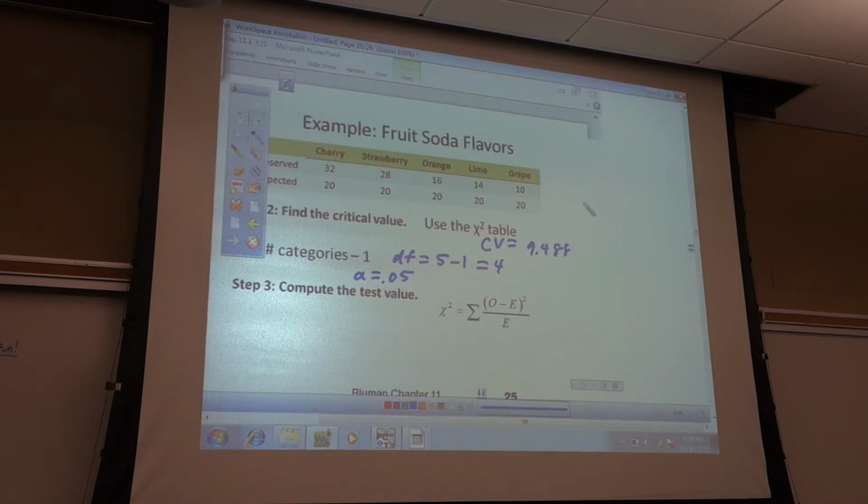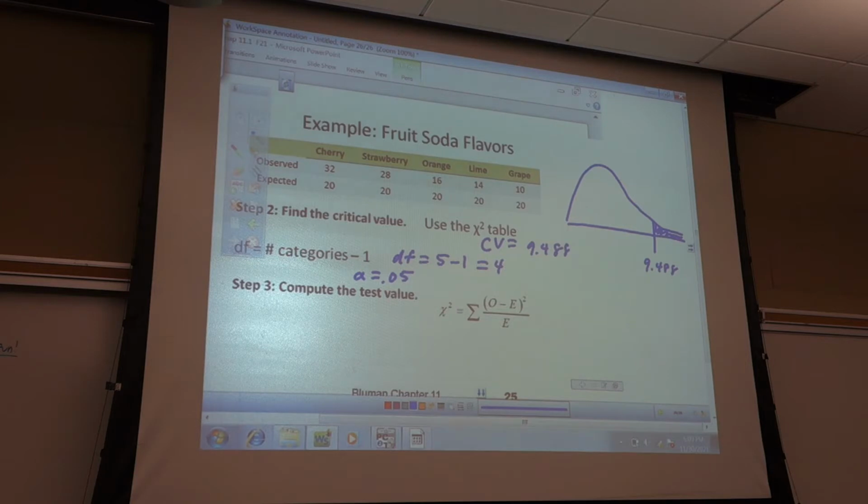Here's a little picture. So the picture goes like this, folks. It goes up, and then it kind of drifts off to the right. Always. So I just go up, and I drift off to the right. And that's my 9.488. Shade off to the right.